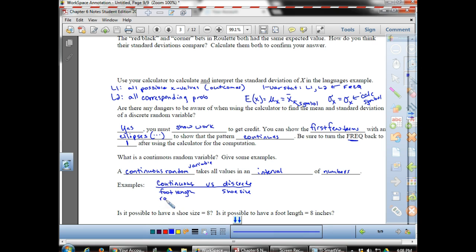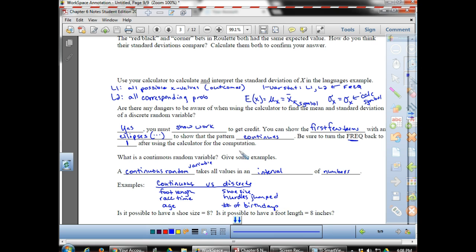So continuous might be race time, how long it takes you to run a race, versus say the hurdles jumped. And then the final one might be age, which is continuous. It can be down to the minute, second, however you want to compute that. And discrete might be something more like number of birthdays you've had.